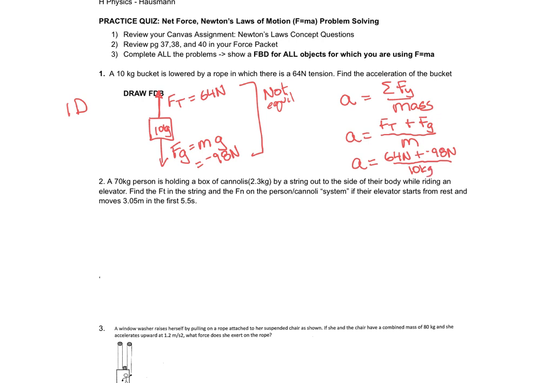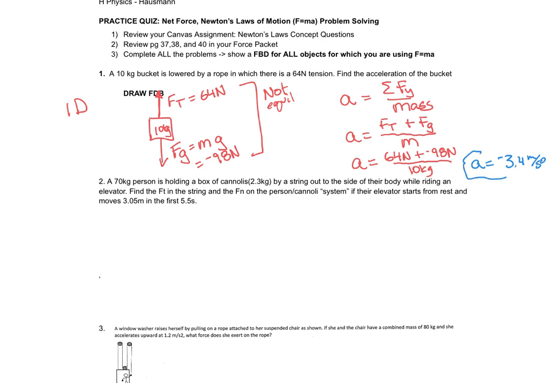And I got an acceleration of, let's see, negative, oops, I did that wrong. On my calculator, let's try that again. 64 minus 98. There we go. Negative 34 divided by 10, negative 3.4 meters per second squared.